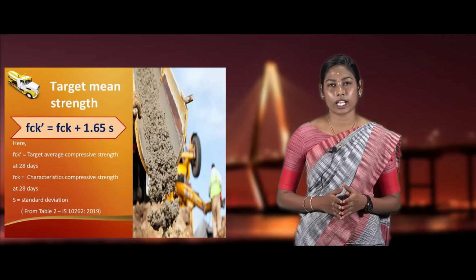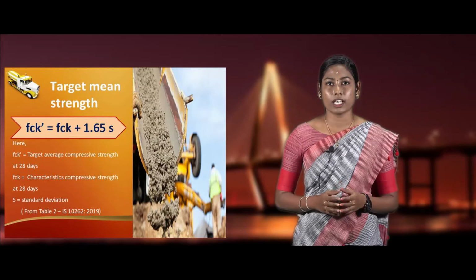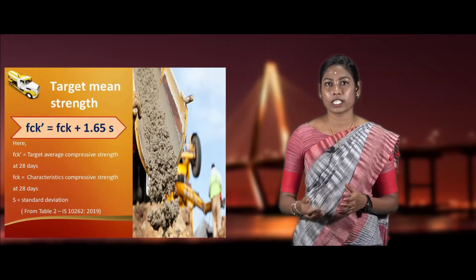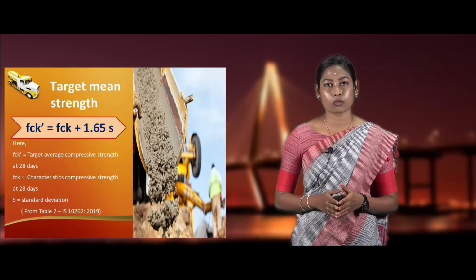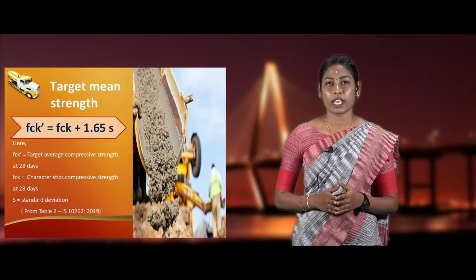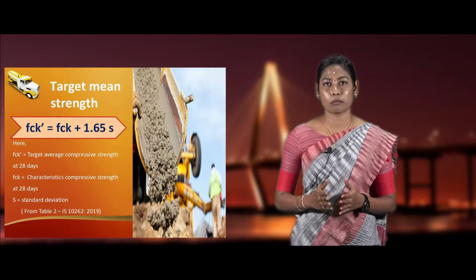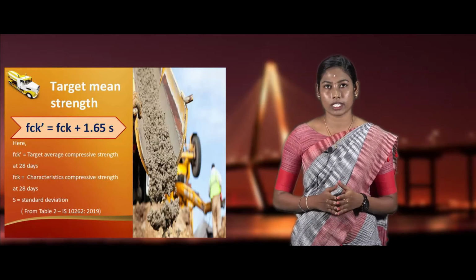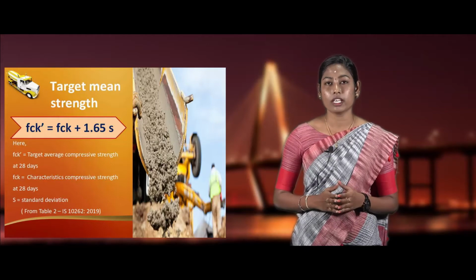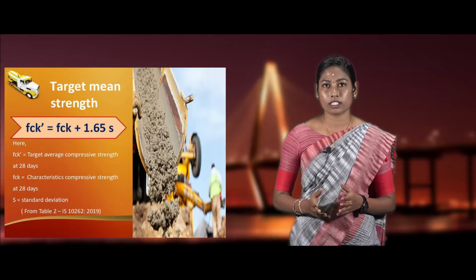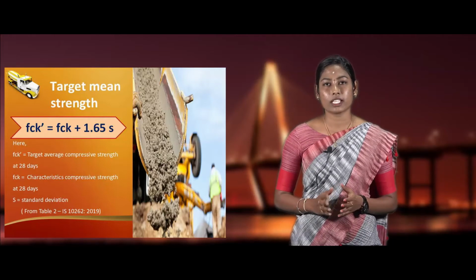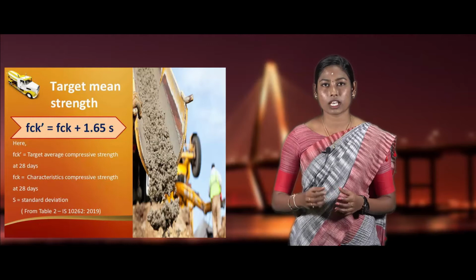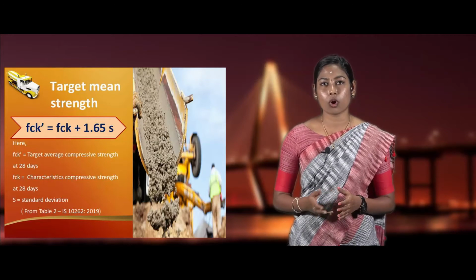Let's see step 1, calculation of target mean strength. There is a formula to evaluate the target strength: f'ck equals fck plus 1.65 times S. f'ck is the target mean compressive strength at the end of 28 days in Newton per mm square. fck is the characteristic strength at 28 days in Newton per mm square, and S is the standard deviation, which is obtained from table 2 of IS 10262 2019.